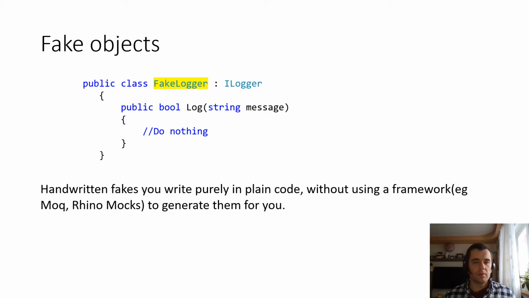Fake objects. For example, this is a handwritten fake object. It basically implements the log method. Actually, it does nothing, because we want to test the zip file analyzer, and we don't want to depend on the implementation of the concrete logger. Such fakes can also be created by using frameworks, for example Moq or RhinoMocks, which generate such fakes dynamically at runtime.